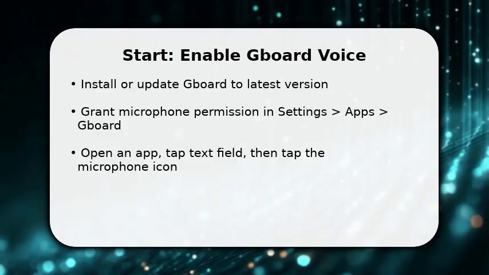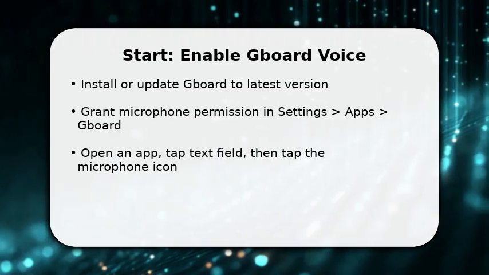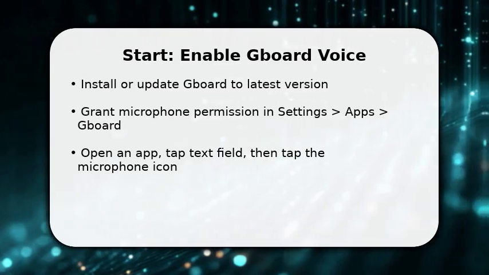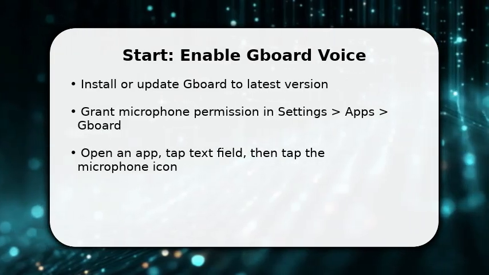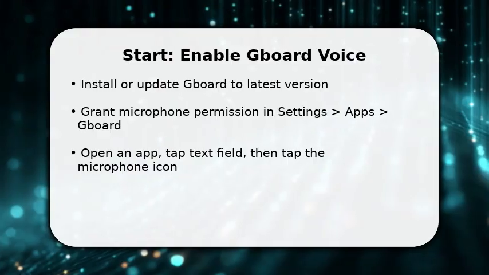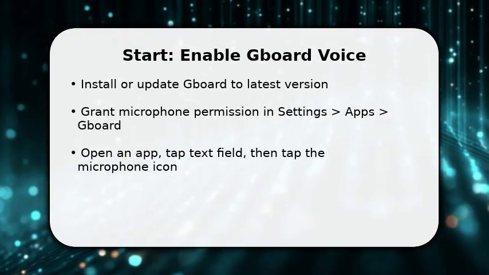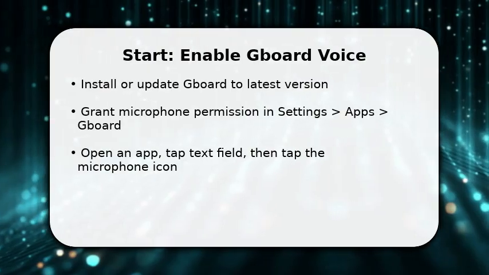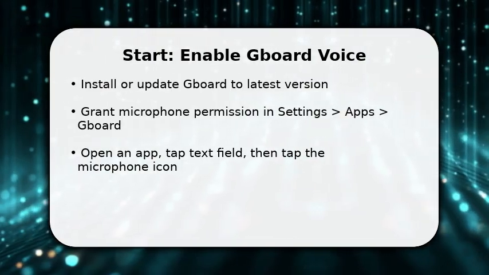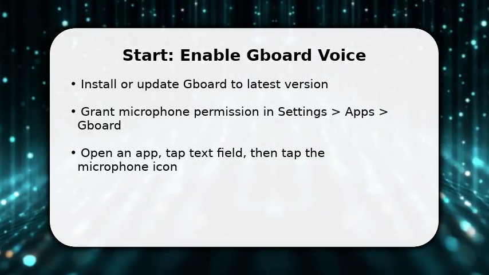Enjoy the video. You start by making sure Gboard is up to date and has microphone access. This lets voice typing work reliably. Once done, open any app with a text field and bring up Gboard. Tap the microphone icon to enter voice typing mode and speak naturally at a steady pace. You should see live transcription. If not, confirm the correct language is selected. Practice a short sentence to verify clarity before moving to punctuation and commands.